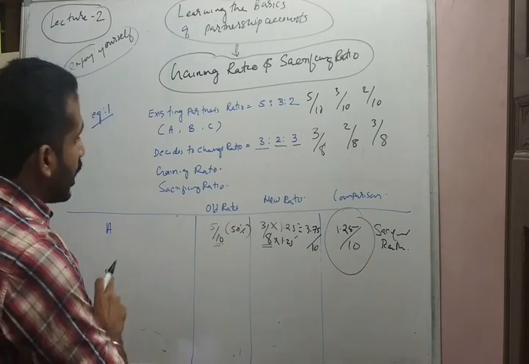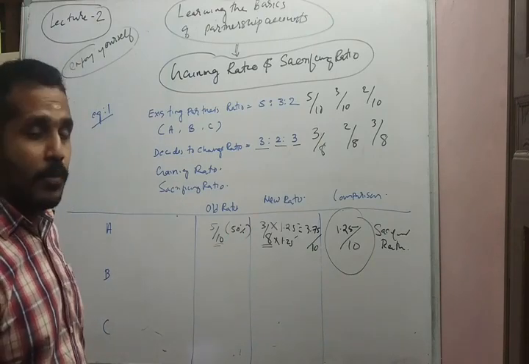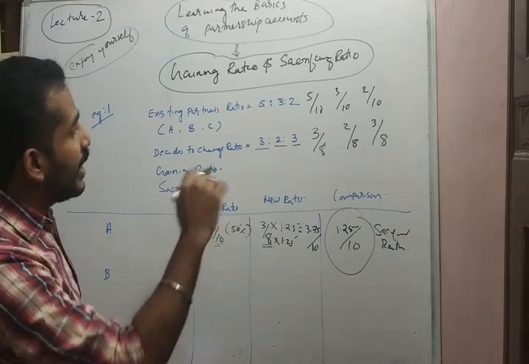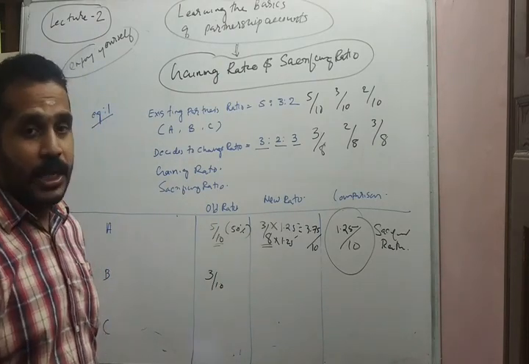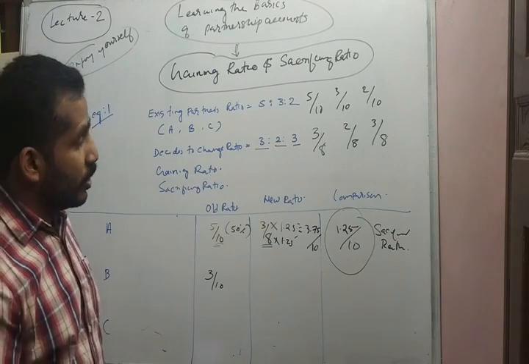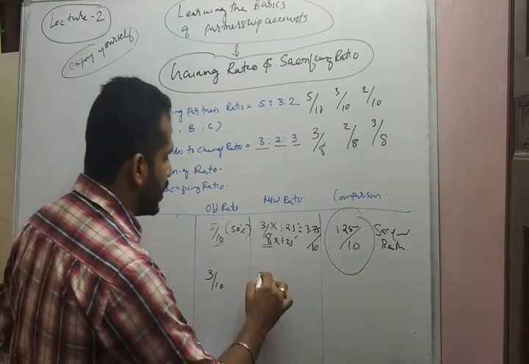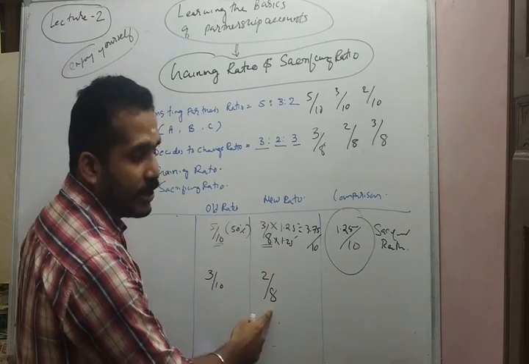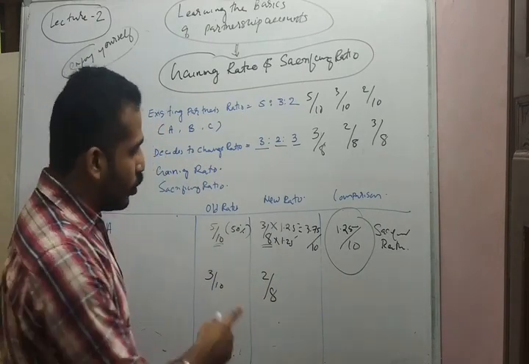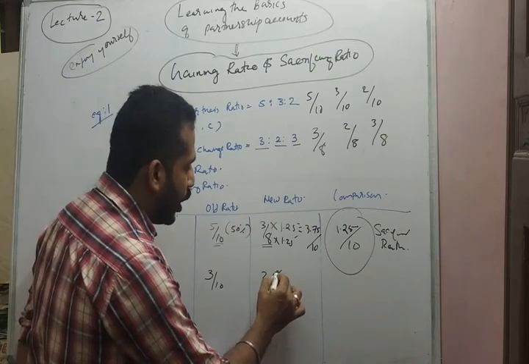Okay. Then talking about B's status. B's previous ratio is 3 by 10, and the new ratio is decided as 2 by 8. So again, we should convert the denominator equal to 10. How will we convert? By multiplying.